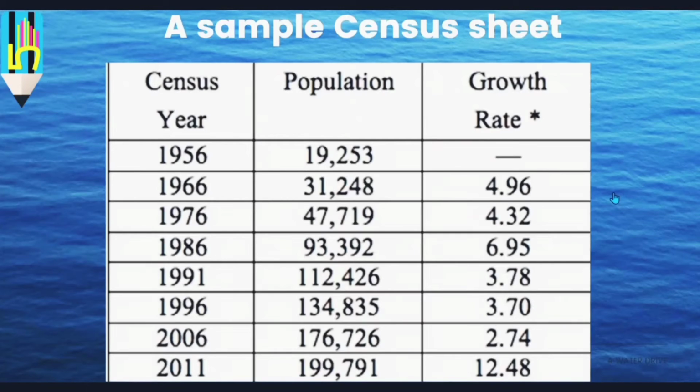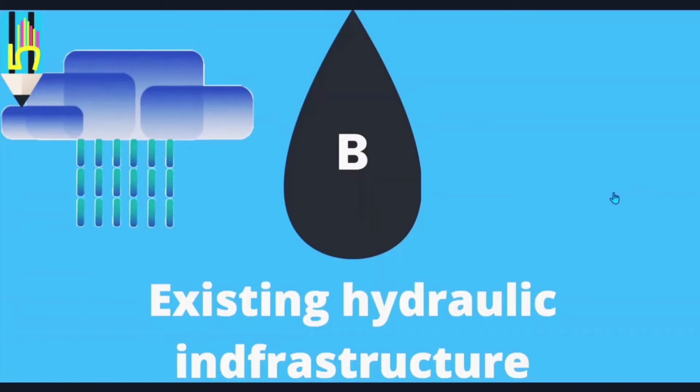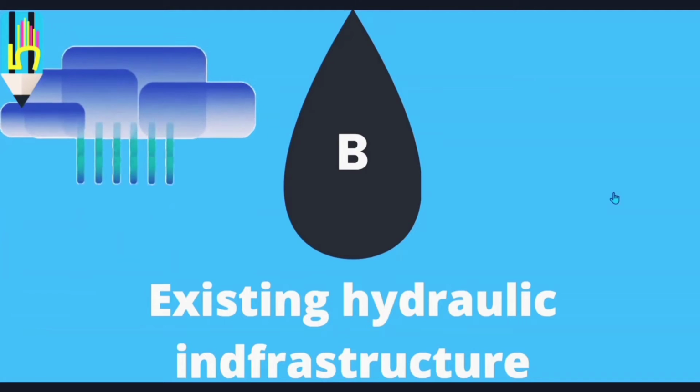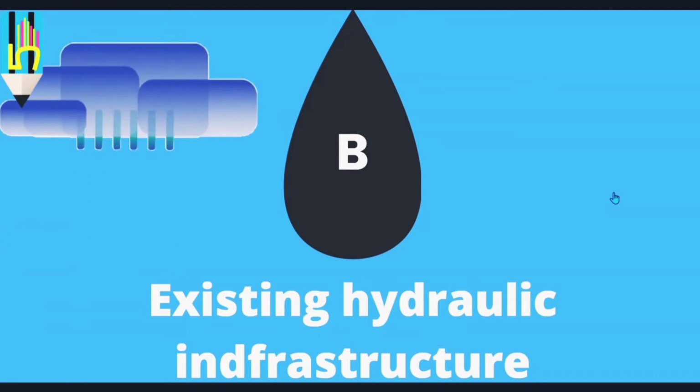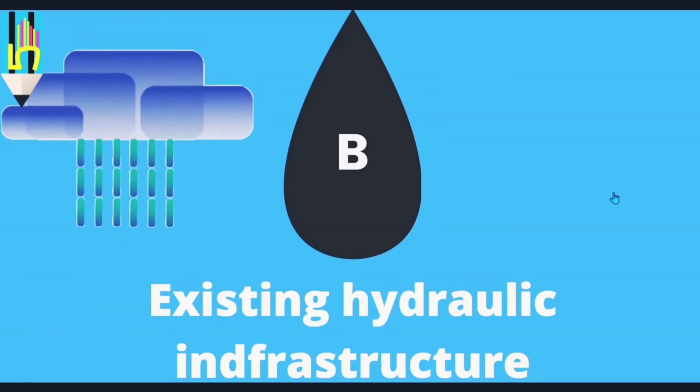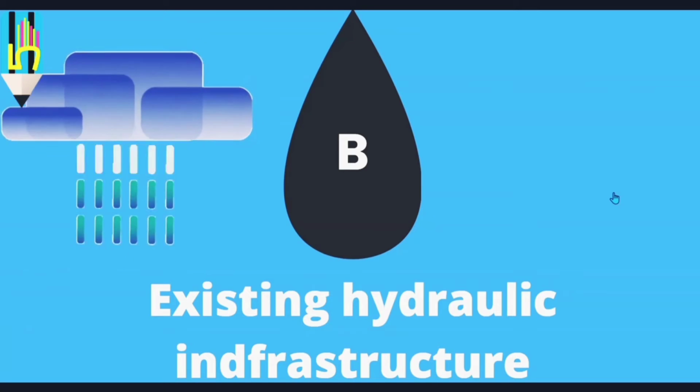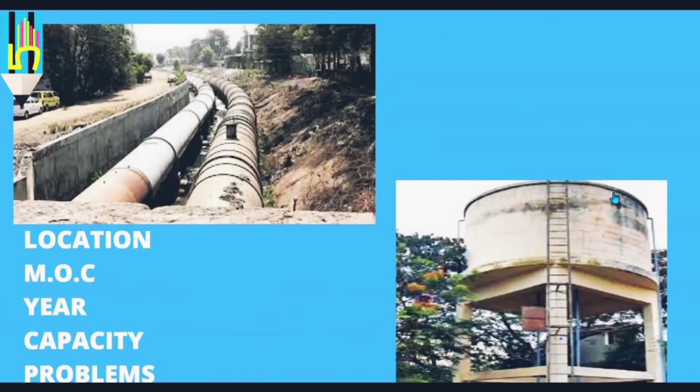Now moving on, this is a sample census data. You can see what the population was in 1956, 1966, moving on to 2001. The next point that we are going to discuss is existing hydraulic infrastructure. Please forgive me for the mistake in the spelling of infrastructure. The D should be removed.